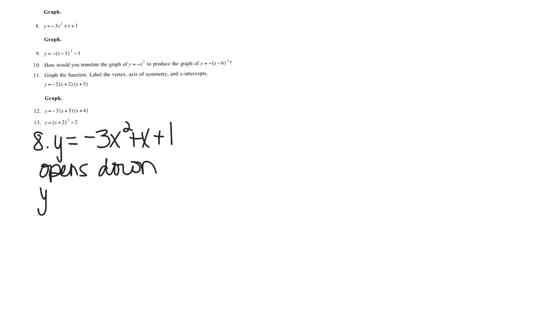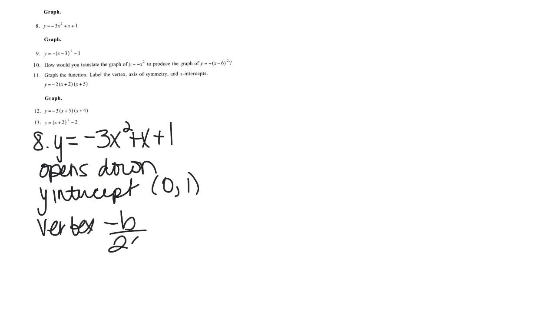This equation has a y-intercept of 0, 1. With that information, you could probably eliminate half of the graphs. Now the vertex formula is -b/2a, which is -1 over 2 times -3. So my vertex is at +1/6. That's the x.